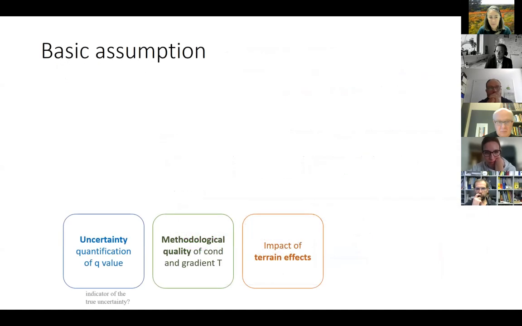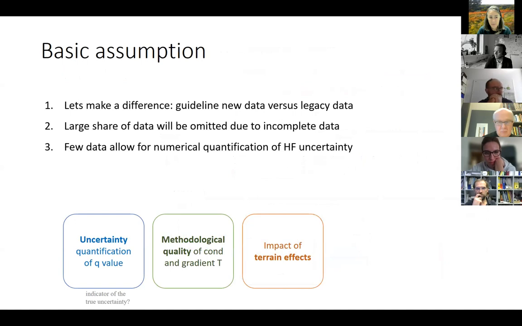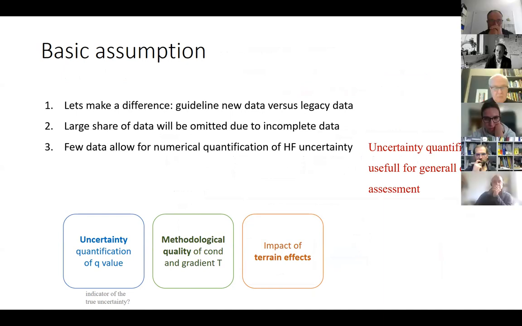Our basic assumptions for the process we are ahead of: first of all, we talked about a guideline during the kickoff meeting, and the difference between a guideline for new data and the treatment of the quality of legacy data. My suggestion is that we make a difference here, and that we are aware that these are two different aspects.